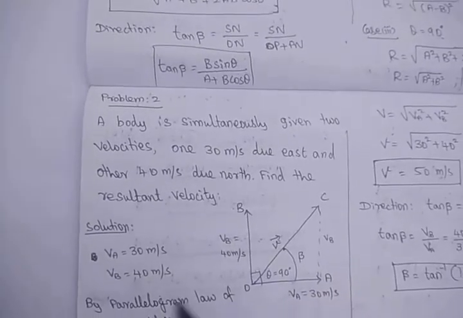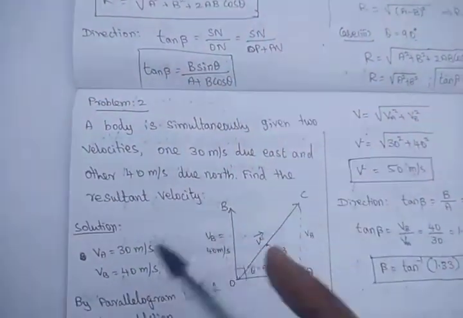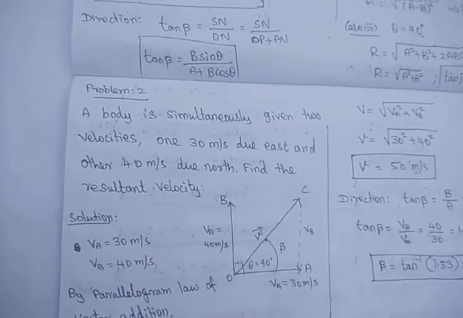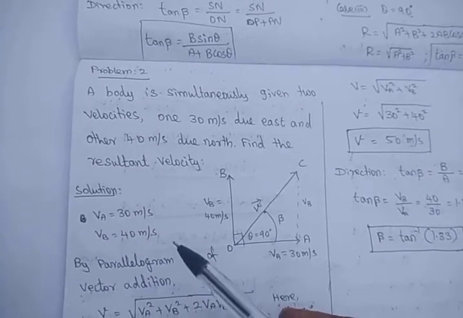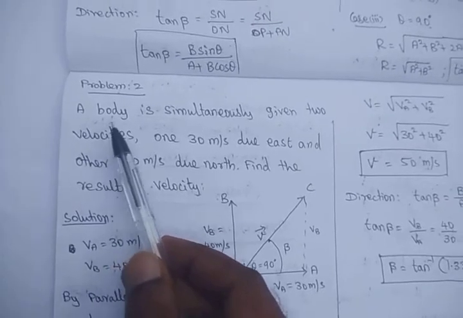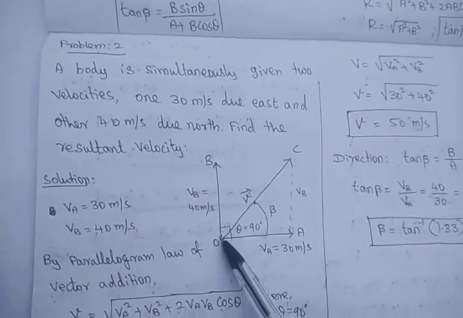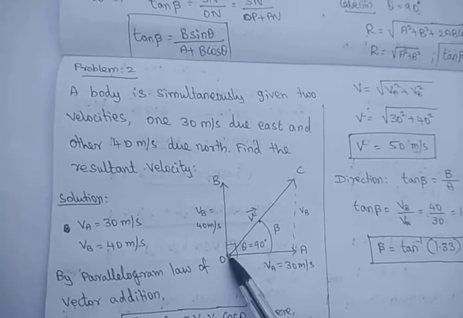Students, in previous videos, we clearly found how to add two vectors by the triangle law of vector and the parallelogram law of vector. Now we see some problems. A body is simultaneously given two velocities. So a body is at the origin, and we are giving two velocities simultaneously.